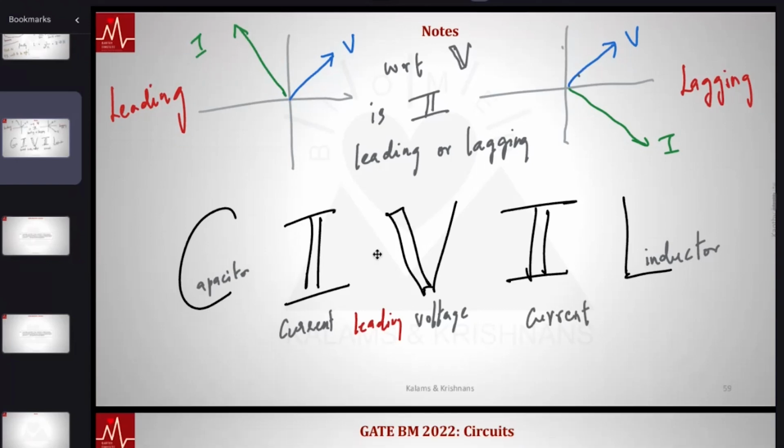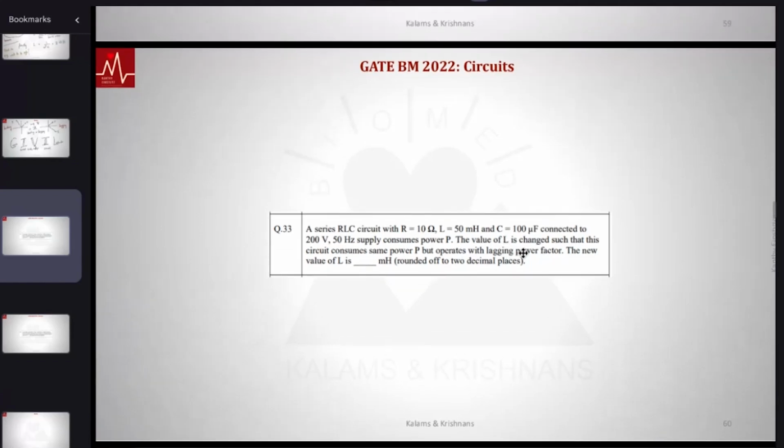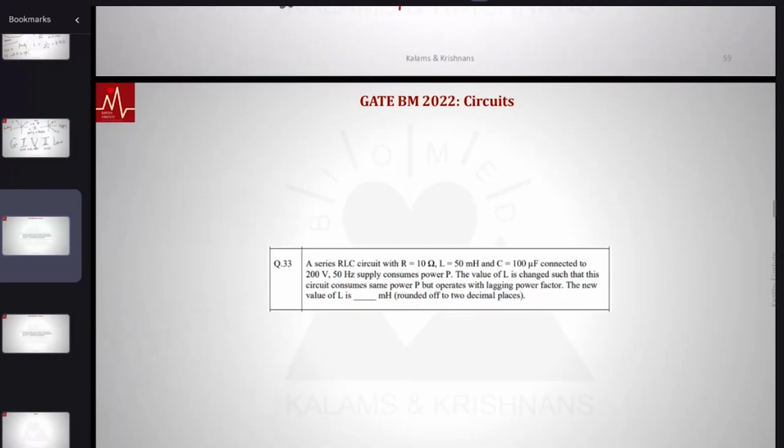What is shown here is almost the same power. The impedances are the same, the magnitudes are the same, but there is a change in the dominance. Earlier the capacitor was dominating, and now the inductor is dominating. Again, what do we mean by that? Let's give more examples.